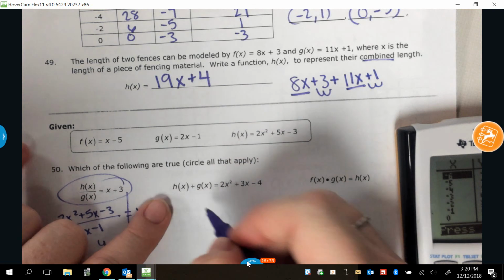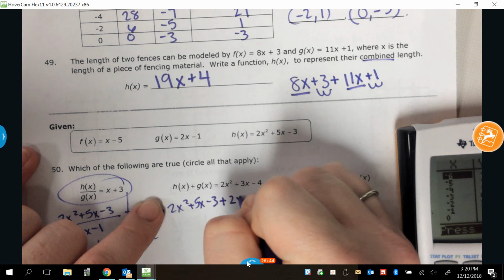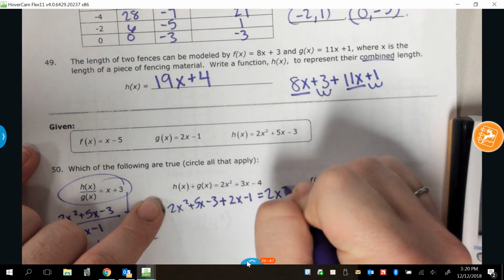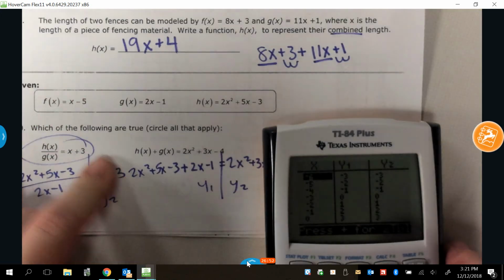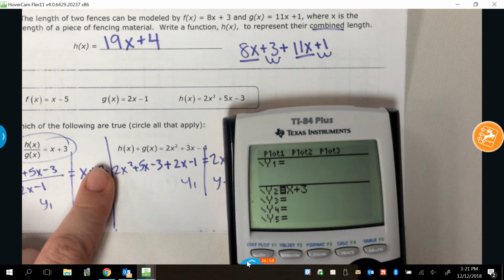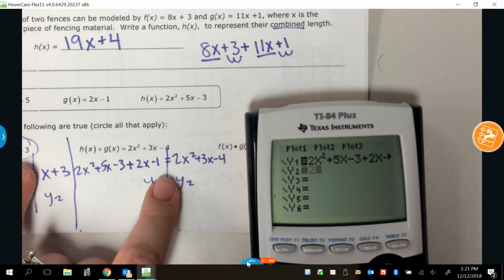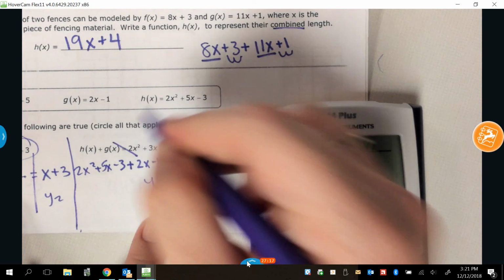Here we have h of x, 2x squared plus 5x minus 3, plus 2x minus 1 equals 2x squared plus 3x minus 4. So let's plug this side in y1, this side in y2. Draw a line to separate. So we have 2x squared plus 5x minus 3 plus 2x minus 1. And let's see if that equals 2x squared plus 3x minus 4. Second graph. They do not all match, therefore this is a no.